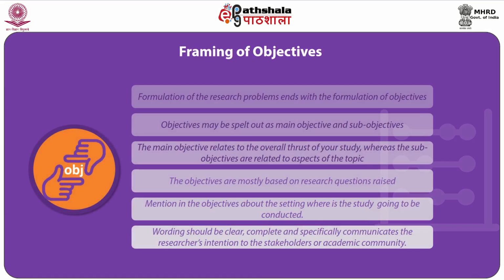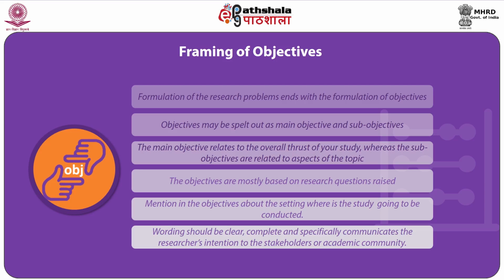The formulation of research problem ends with framing of objectives. Strictly speaking, the formulation of the research problem ends with the formulation of objectives, since it is closely related with the rephrasing of the problem. At this stage, objectives may be spelled out as main objective and sub-objectives. The main objective relates to the overall thrust of your study, whereas the sub-objectives are related to specific aspects of the topic, that is research problem, that the researcher wants to investigate.